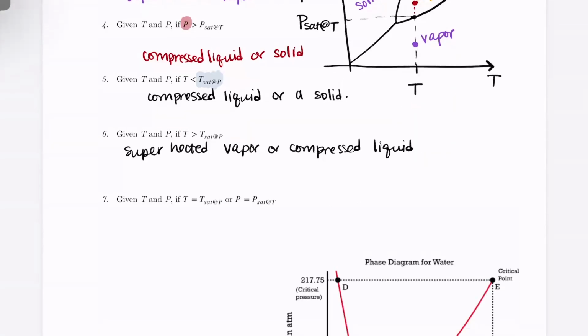And then finally, if our temperature is at the saturation temperature or our pressure is at the saturation pressure, then that means that we are a saturated liquid vapor mixture. Because if we're on the line, then that means we're a mixture.